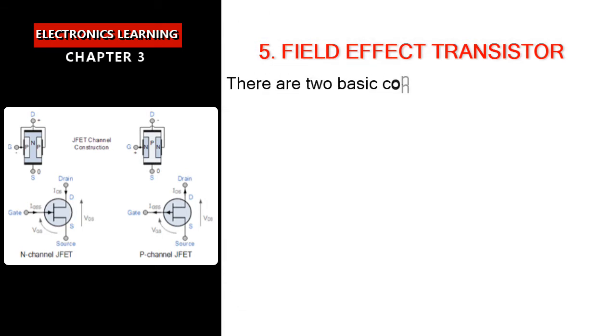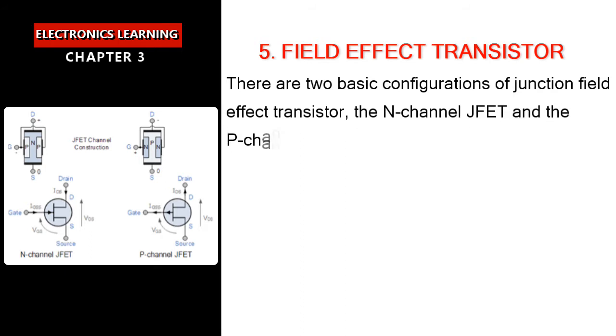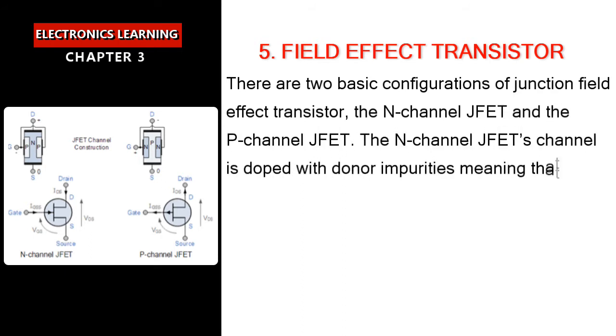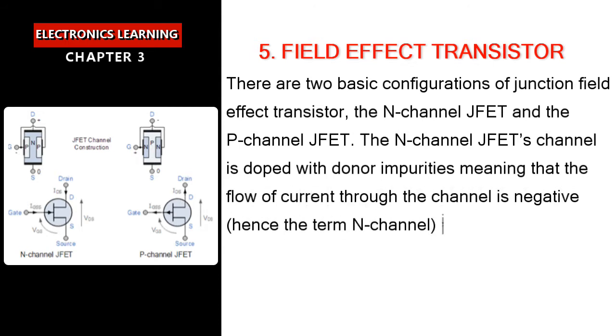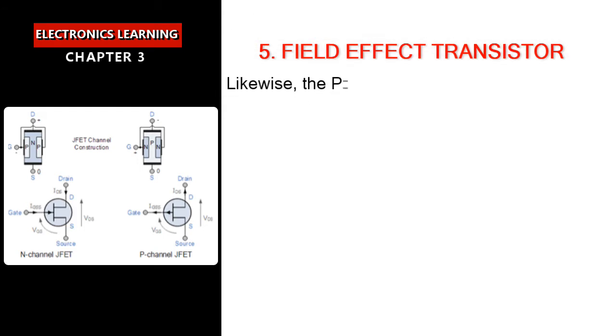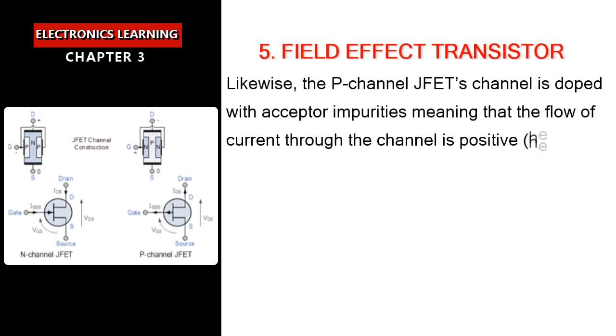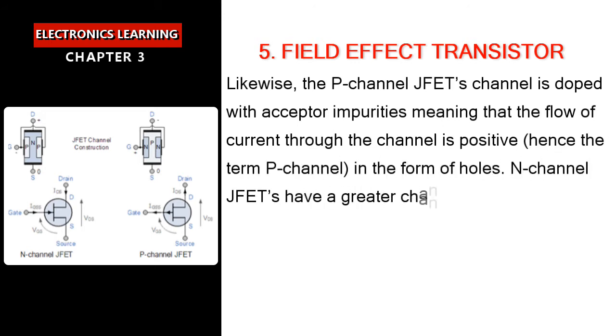There are two basic configurations of junction field effect transistor, the N-channel JFET and the P-channel JFET. The N-channel JFET's channel is doped with donor impurities, meaning that the flow of current through the channel is negative, hence the term N-channel, in the form of electrons. Likewise, the P-channel JFET's channel is doped with acceptor impurities, meaning that the flow of current through the channel is positive, hence the term P-channel, in the form of holes.